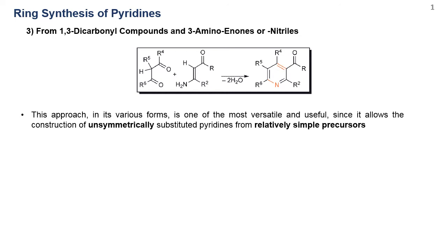The next way to synthesize pyridine is from the reaction between 1,3-dicarbonyl compounds here and the 3-amino enones here. In this approach, it is most versatile because it can be used to synthesize unsymmetrically substituted pyridines from relatively simple precursors.